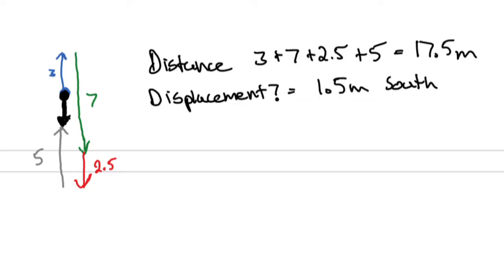If I were to draw a little line across here, that would be 3. This green would be 4. So I went down 4, and then down another 2.5. So I've gone south 6.5. And then I've gone north another 5. So it looks like this black arrow is going to have a length of 1.5 meters. I like it.